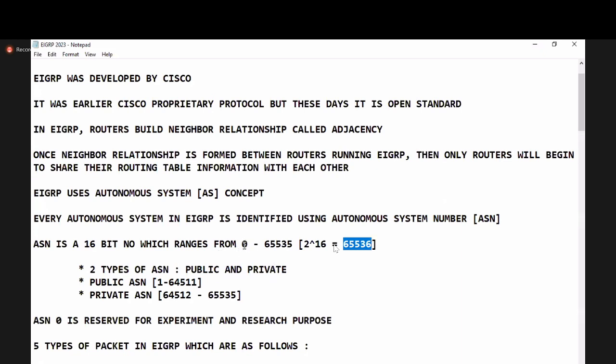But this zero number is reserved for experiment and research purposes. It means you cannot use this zero. When you configure EIGRP, you will not use autonomous system number 0 to define your group of IP networks. Always, autonomous system number 0 is reserved for experiment and research. So we have two types of autonomous system numbers, public and private. Public autonomous system numbers range from 1 to 64511, and private autonomous system numbers range from 64512 to 65535.